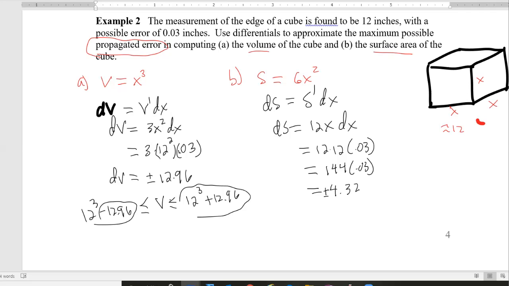So again, the actual surface area is somewhere between 6 times the 12 squared plus 4.32, and 6 times the 12 squared minus the 4.32. So somewhere in there. That's because of that error.